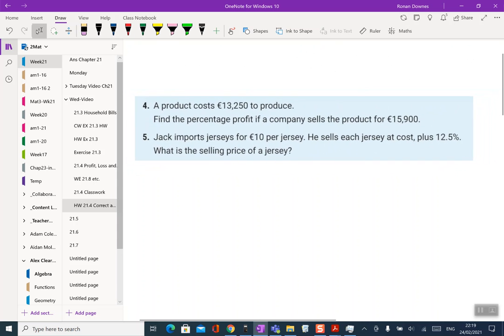So product costs 13,250. Find the percentage profit if a company sells the product. Okay, so always put the big one on top. 15,900 over 13,250. Okay. Times 100. Now there is a trick. If you want to make the answer 100 times bigger, you can make the denominator, the bottom, 100 times smaller. You could do this.